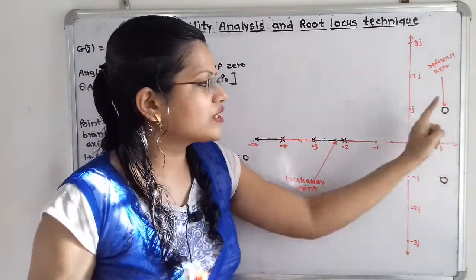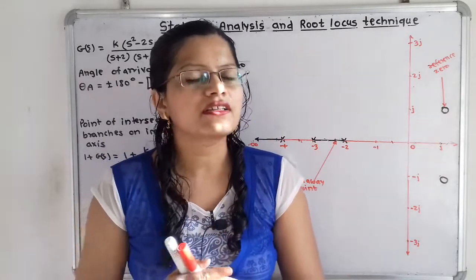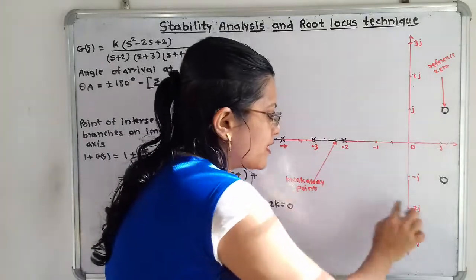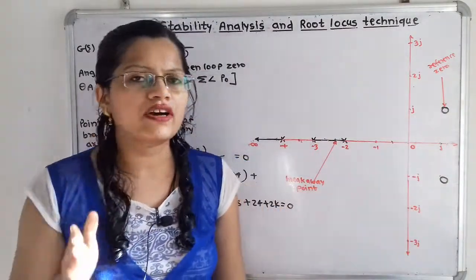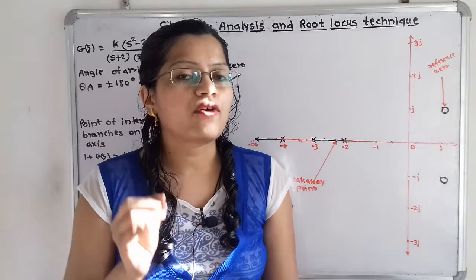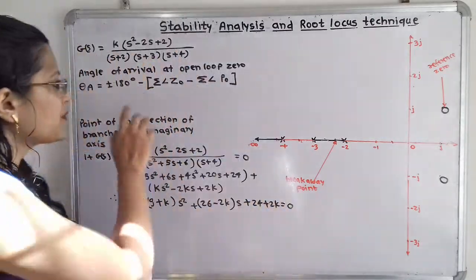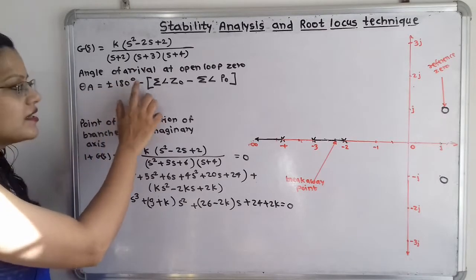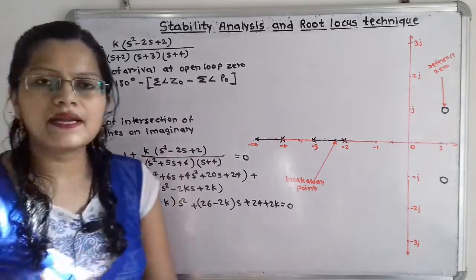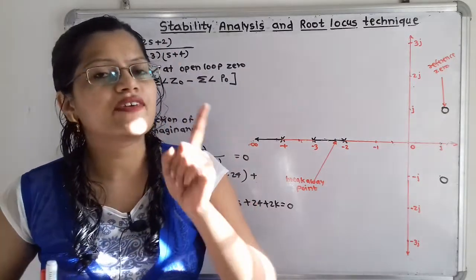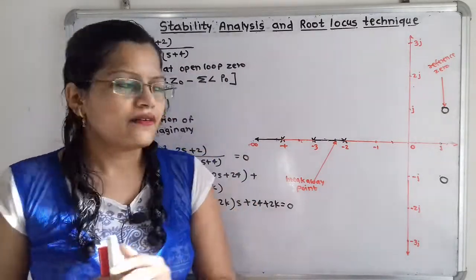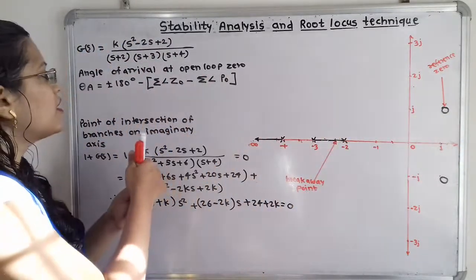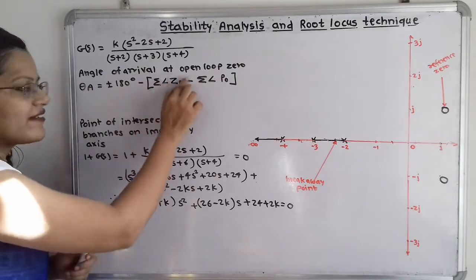So for these two zeros, the branch will move from pole towards zero. So here we have to calculate the angle of arrival. What is the formula for the calculation of angle of arrival? Theta A is equal to plus minus 180 degree minus summation of angle made by zeros with respect to reference zero. Remember that for angle of arrival we have to take the first zero.